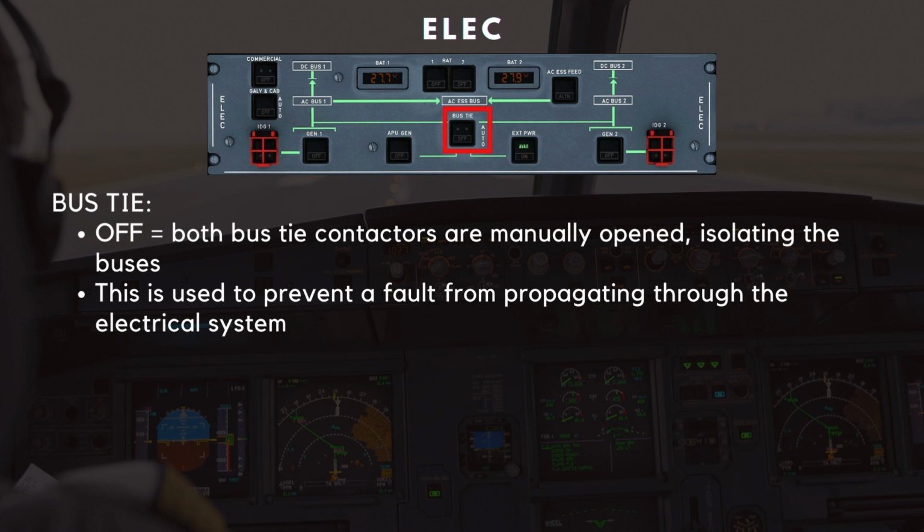When the push button is selected off, both bus tie contactors are manually opened, isolating the buses. This is used to prevent a fault from propagating through the electrical system.